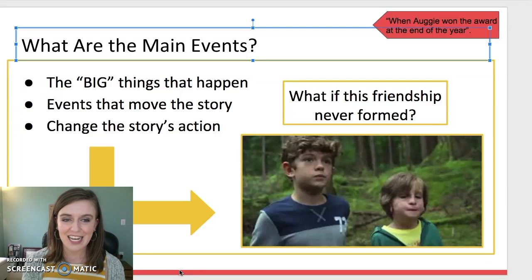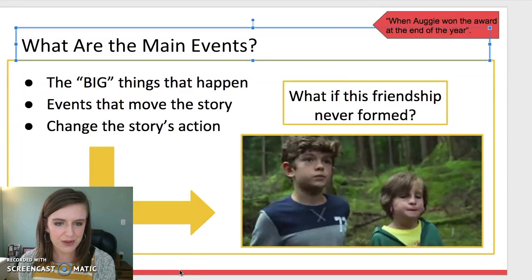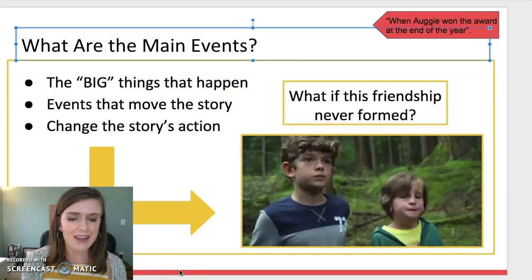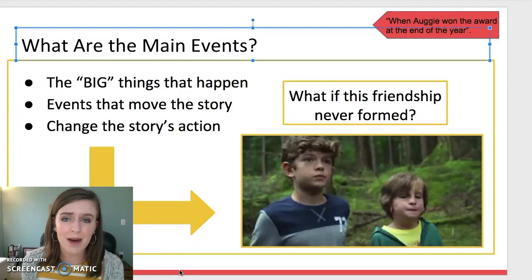Wow, that is a great example. Someone said when Augie won the award at the end of the year. That's a great example of a main event, because think about how that changed the story. In the story, Augie was not very comfortable at his school. He was very shy. People didn't really like him. It was a really hard time. But then the award he got at the end of the year showed a lot of change, because it showed how admired within his school he was and what a change and impact he had. So that was a great example of the main event.